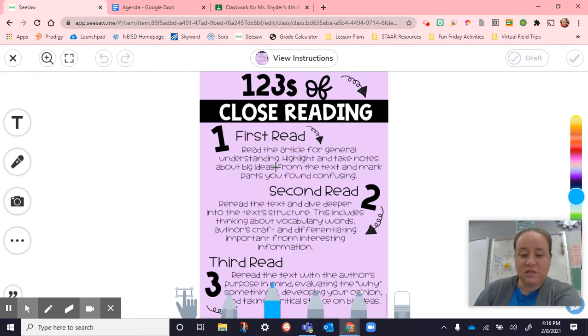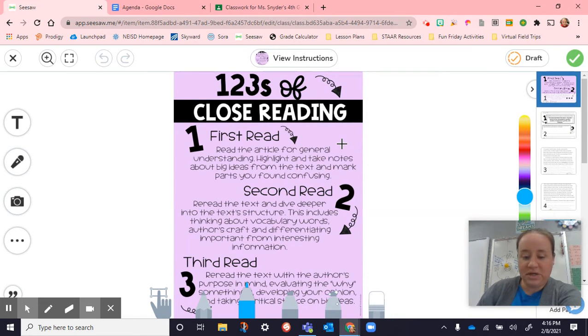So this first page just talks about what close reading is, and it's just a way to take a text and dig in deeper. The first time you read it, you're just reading for understanding. You're just getting the main ideas. The second time you read it, you're digging deeper. You're talking more about the vocabulary, how the author set up the writing, things like that. The third time you're reading it, you're digging that much more into it.